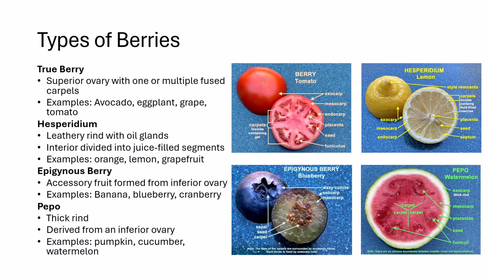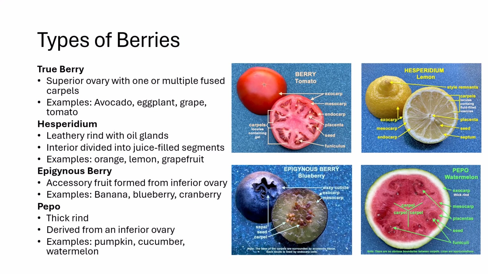In addition to the berries we're observing in the lab, botanists recognize several specialized types of berries based on how the fruit develops from the flower. A true berry develops from a superior ovary and typically forms from 1 or more fused carpels. In these fruits, the entire pericarp becomes fleshy as the fruit matures. Examples of true berries include grapes, tomatoes, eggplants, and avocados.